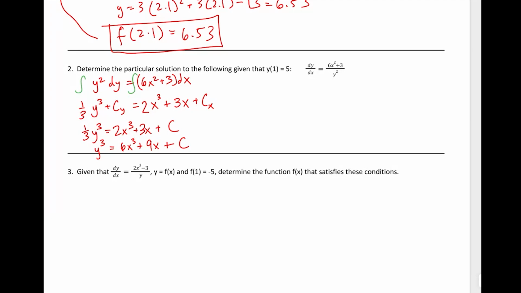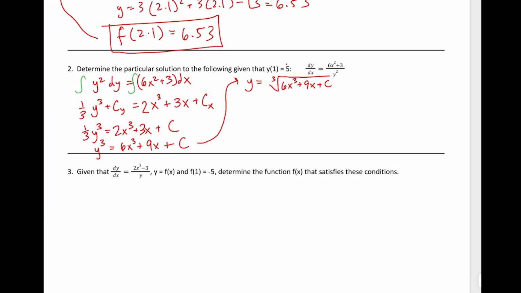And at the end of the day, it doesn't really matter what that constant is at this point until we actually need to find what that constant is. So now we're going to take the cube root of both sides. I'm going to continue on up here, and we'll get our equation y equals the cube root of 6x cubed plus 9x plus c. So now I need to figure out what is that c.